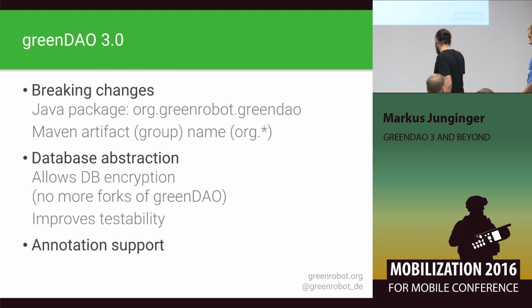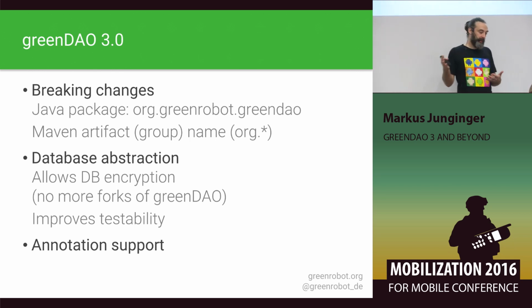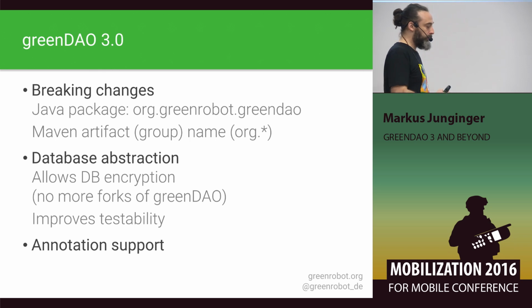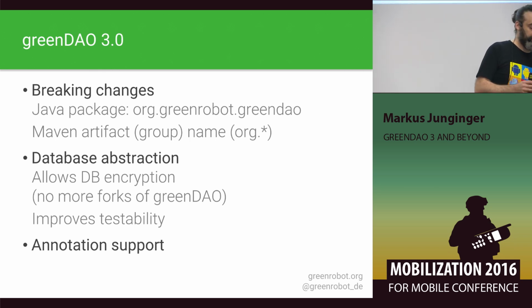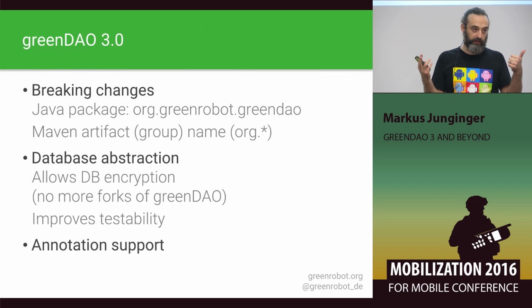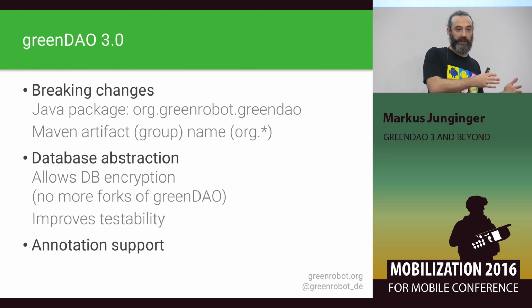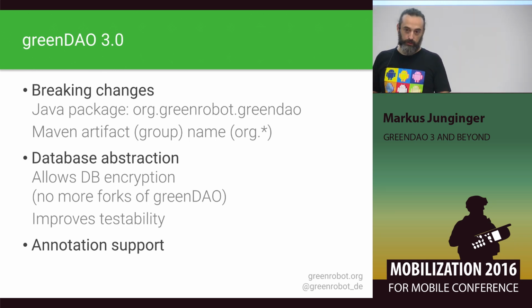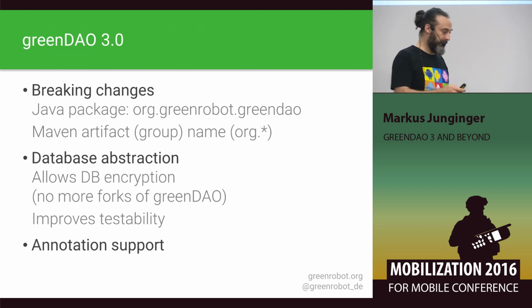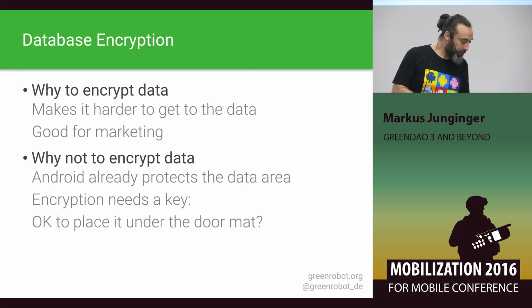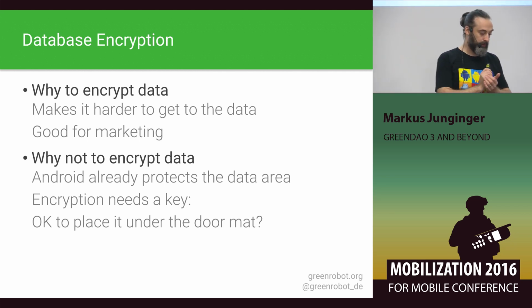So in greenDAO 3, there are some breaking changes. For example, you have a new Java package, and also the Maven artifact changed. But the more interesting stuff is, one, the database abstraction. This will help you when you use something like SQL Cipher, which is an encrypted database, and also annotation support. And this is going in the direction of your question. But we'll start with database encryption.